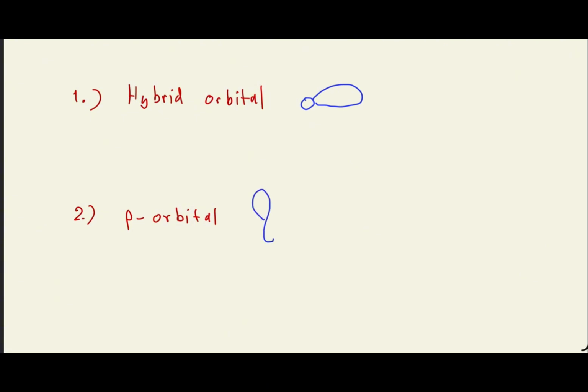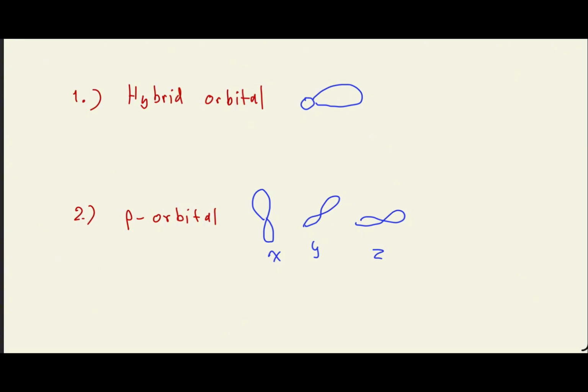First, we have hybrid orbital, and second, we have pure p orbital. When we draw a hybrid orbital, it has one small side and one big side, like this. For the p orbital, it looks like this, a dumbbell shape on the x, y, z axes. We see this all the time.